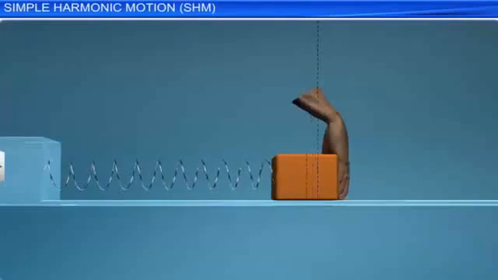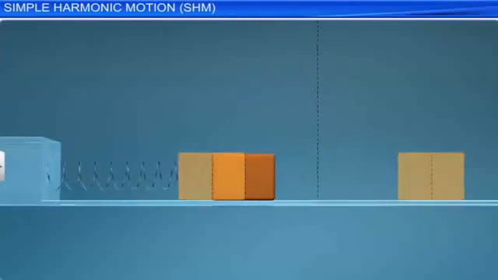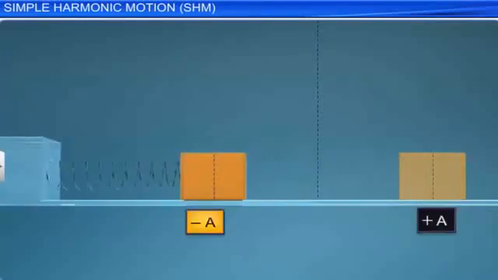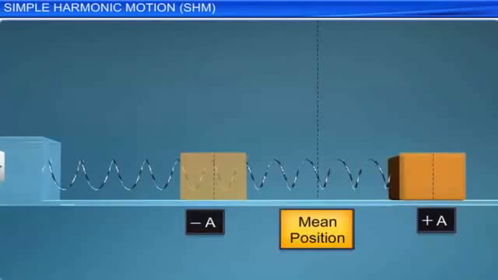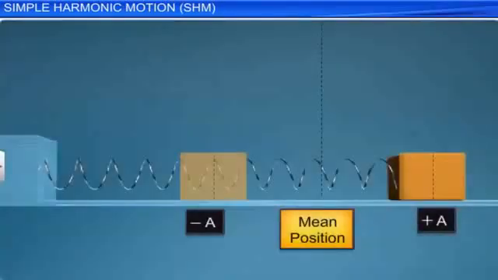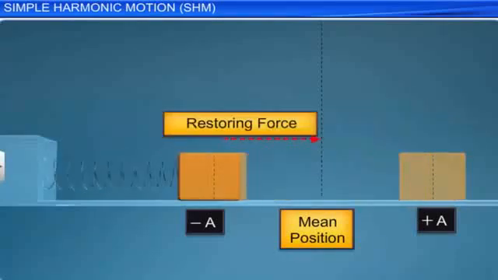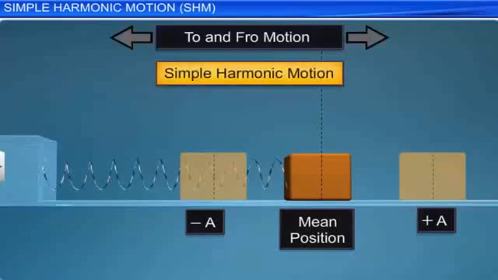When the spring is compressed and released, the body attached to it oscillates back and forth between the two extreme points, marked as plus a and minus a. As the body moves away from its mean position, it experiences a restoring force, which attempts to bring it back to the mean position. This to and fro motion being executed by the body is called simple harmonic motion.